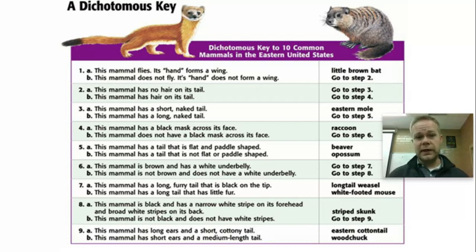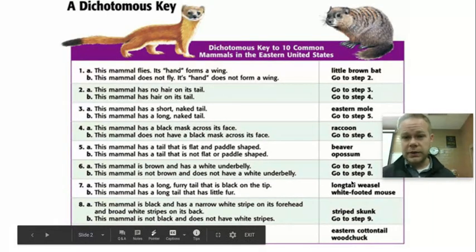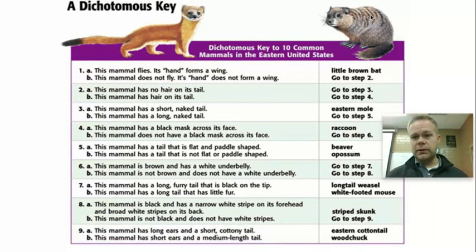And that's how you use a dichotomous key. You always begin at number 1, choose the correct answer until you come to a name, and that's your creature. Pause the video and see if you can figure out what creature number 2 is up here in the top right.